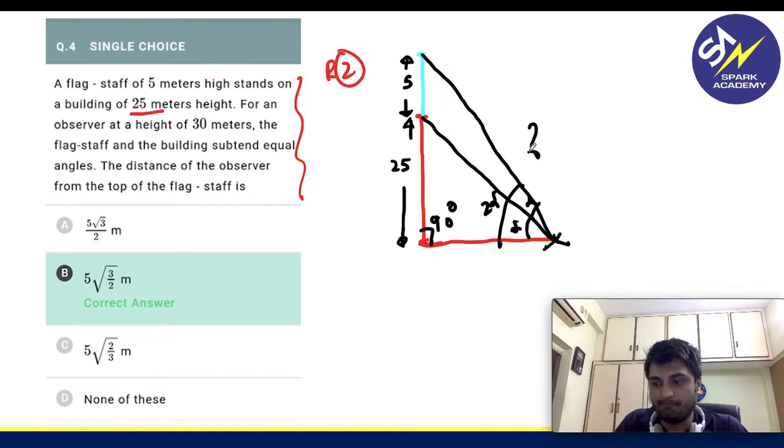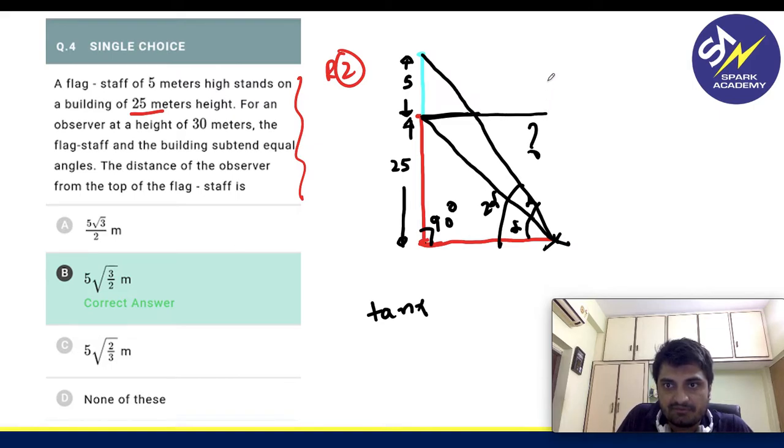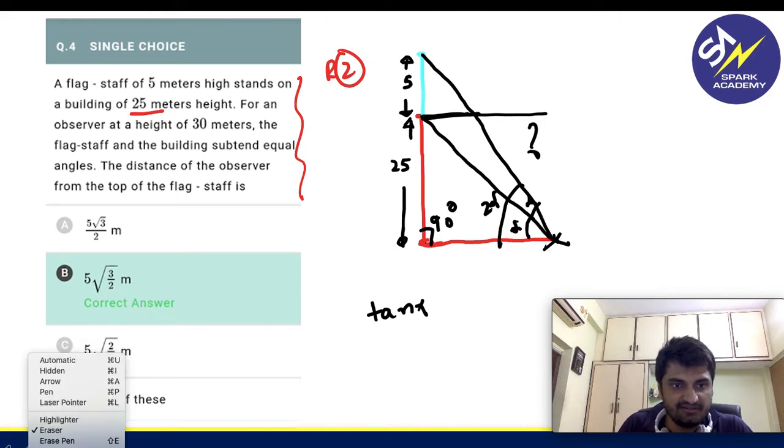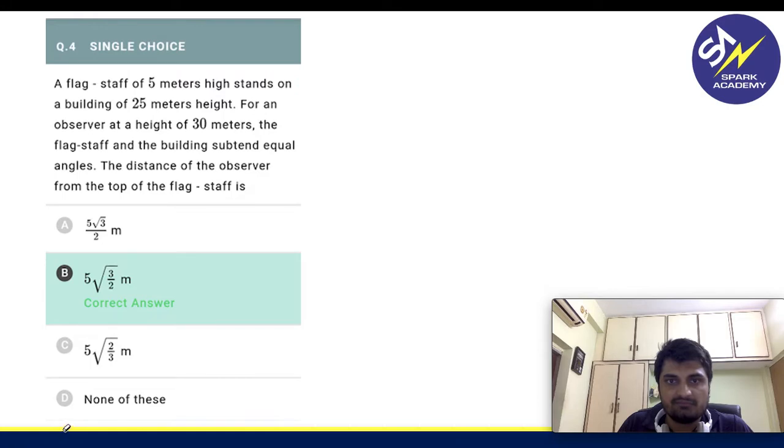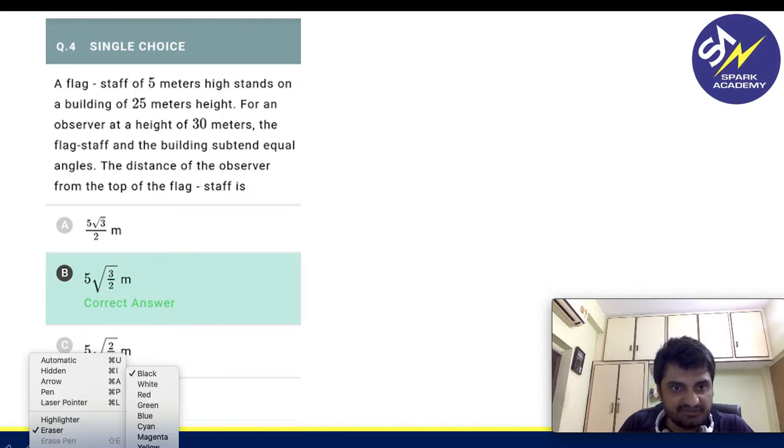So I can use simple trigonometry, right, guys? So I can say tan alpha is... So if I take this now, right? So this part actually, if you take this, okay, otherwise let's draw it in the reverse way. Let's do it in the reverse way actually.